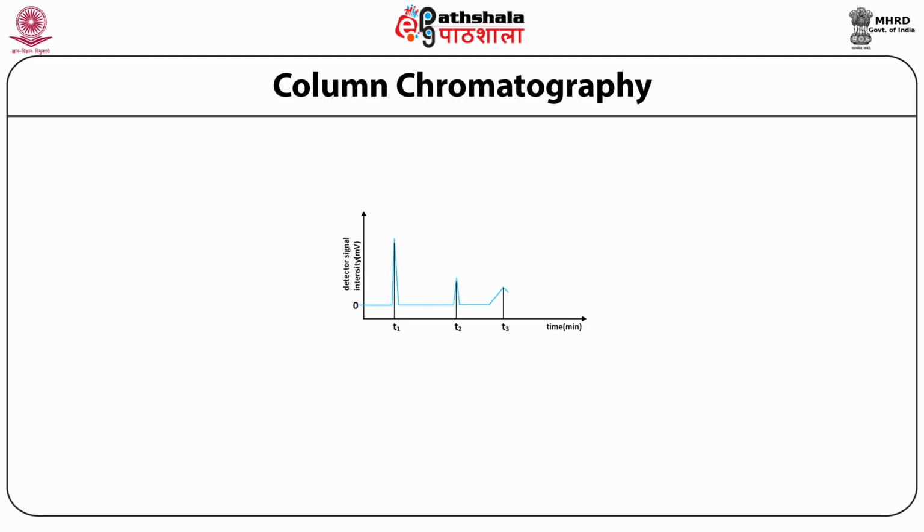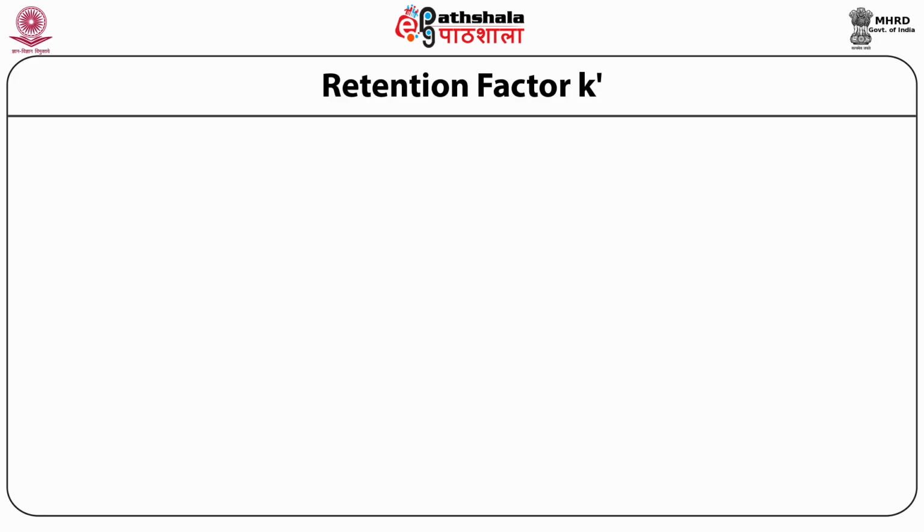The quantitative measure of separation of analytes within the column is given by the term retention time. It is defined as the time taken by the sample to travel from the injection port through the column to the detector. The migration rate of an analyte on a column is given by the retention factor. It is also called the capacity factor. The value of the capacity factor can be derived from the retention time of the analyte and the retention time of the mobile phase obtained from a chromatogram. The formula is given here.